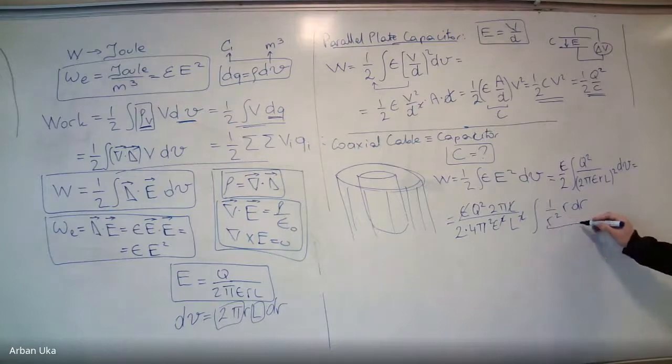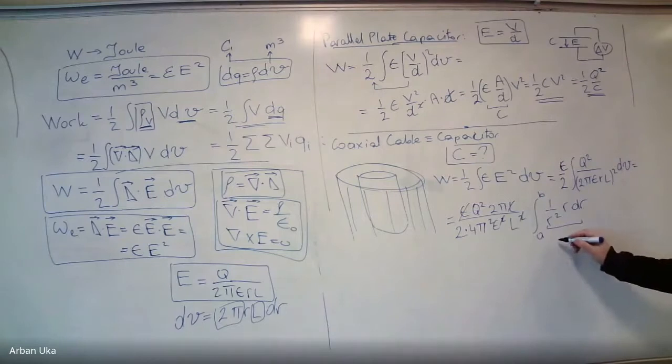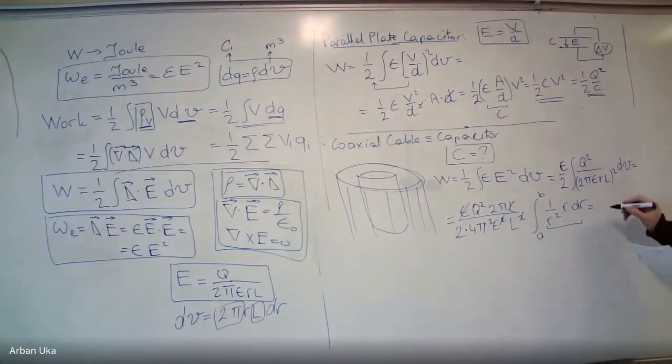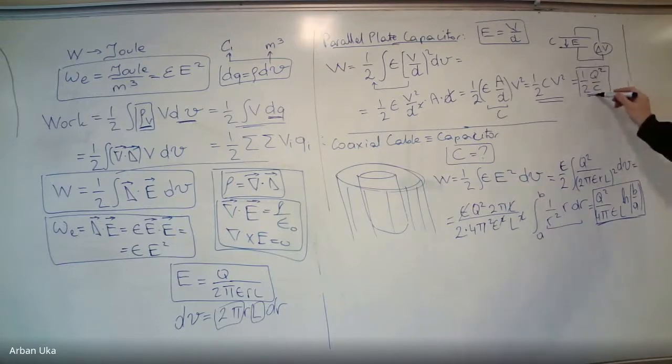This is 1 over r dr integrating from a to b, which is equal to the natural logarithm of b divided by a. So overall, this expression is equal to Q squared divided by 4 pi permittivity L times ln b over a. So this is the energy in the system, and we simply equate this energy with this term.